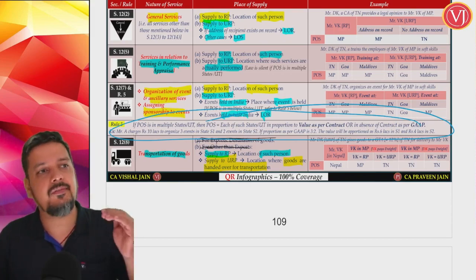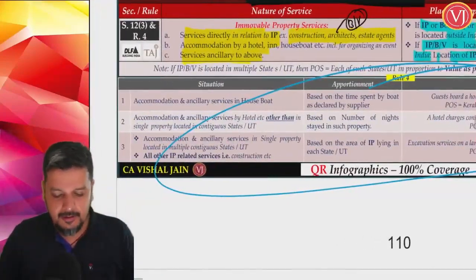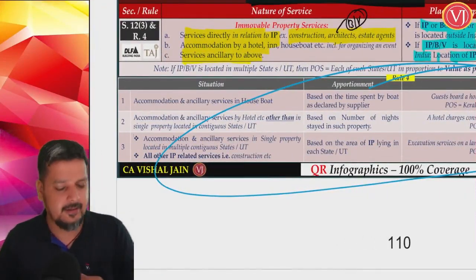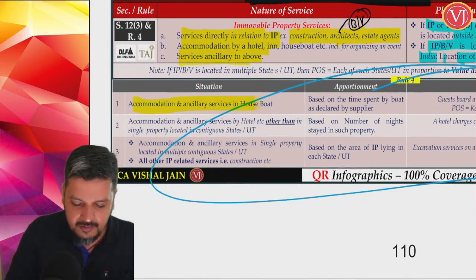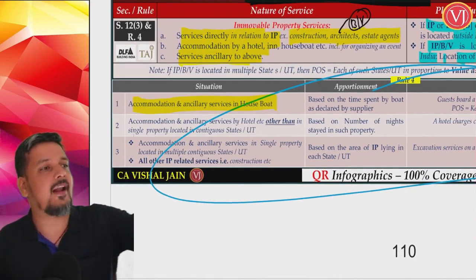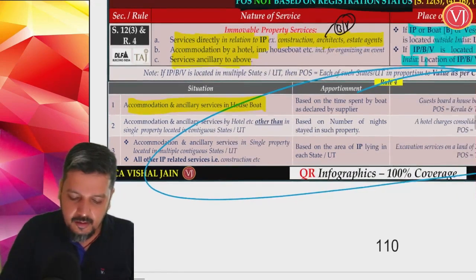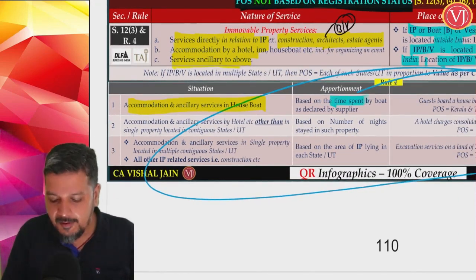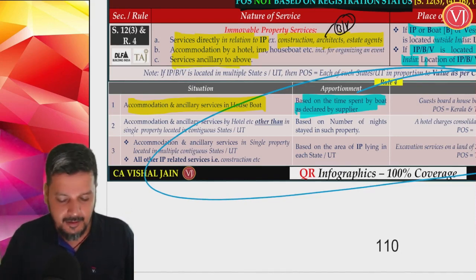Just go through 3, 4, and 5. One very logical breakup is that. I'll just give one example for rule 4 so that you have clarity. Just one example, I'm not going through the entire part. Supposing you're talking about accommodation service on a houseboat. The boat started from Kerala, but it is also touching Tamil Nadu. The distribution between Kerala and Tamil Nadu will be based on time spent on the boat in Kerala and time spent on the boat in Tamil Nadu, which is maintained by the supplier.